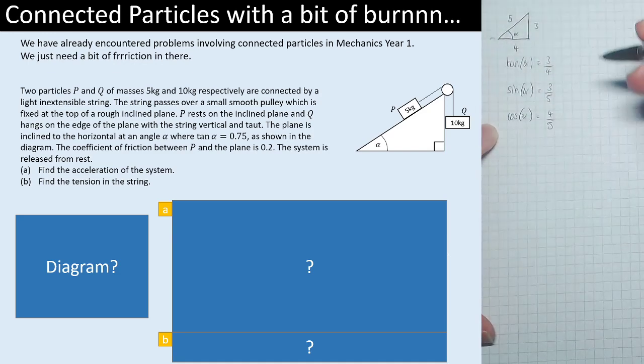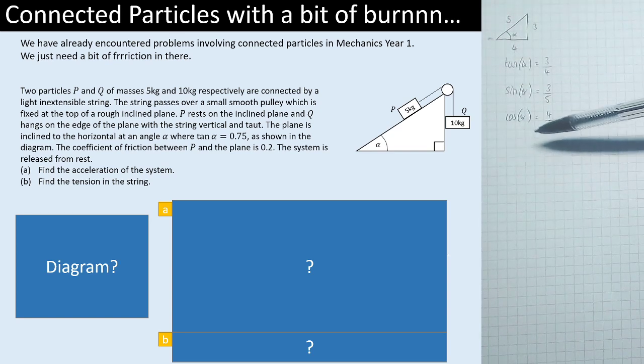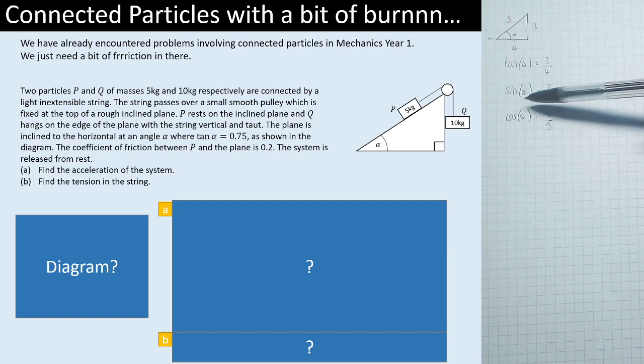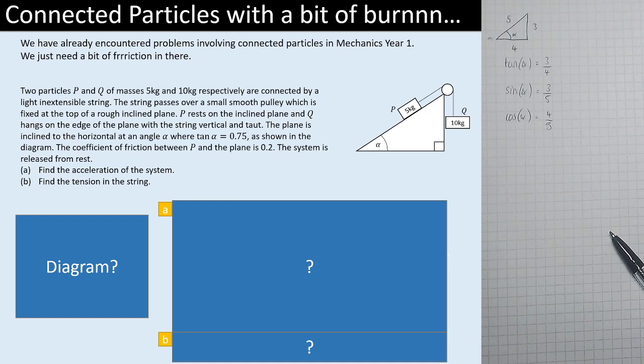Okay. That is what that tan alpha is telling us. It's telling us that we don't actually need to know what the angle is. We just need to know what the values of sine of our angle or cos of our angle are, just in case we need to find any components.